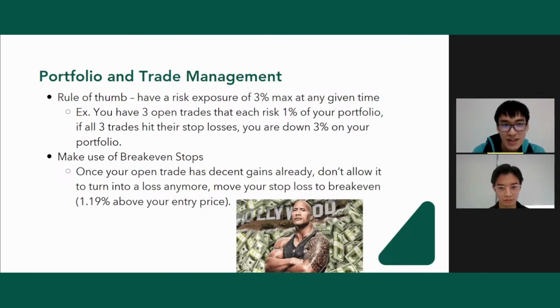So what would happen if all those 3 trades natalo, diba? All 3 of them at the same time, they hit their stop loss. At that moment in time, you're down 3% of your portfolio. Diba? So that means you can only open 3 trades at a time. So that would protect you.